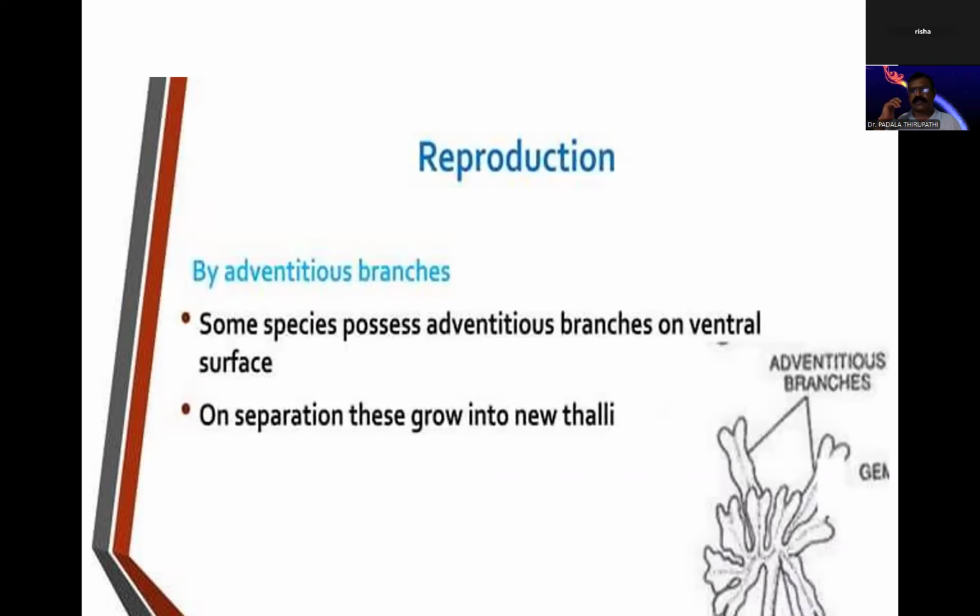Reproduction is not only by fragmentation; another method is by means of adventitious branches. Here, in the diagram, you're seeing adventitious branches on the lower side. Adventitious branches means extra branches which are growing not from the normal position. Some species possess adventitious branches on the ventral surface. By chance, if these are separated, they grow into a new thallus of Marchantia.